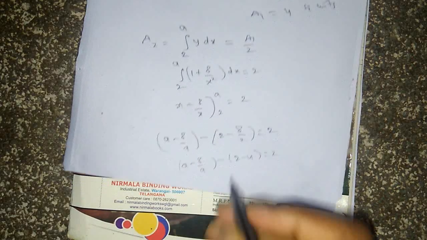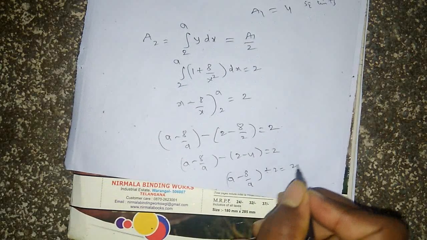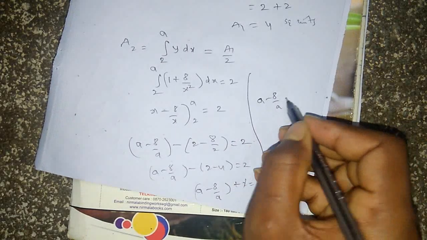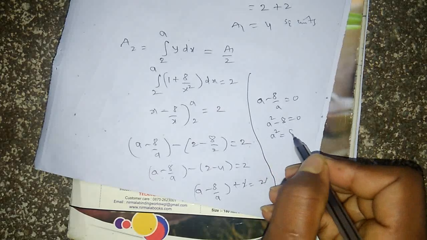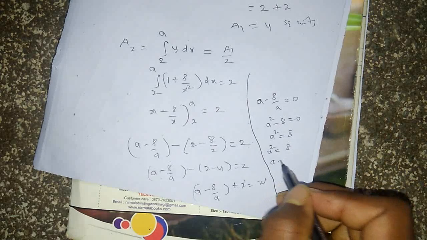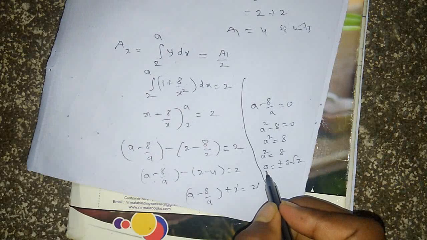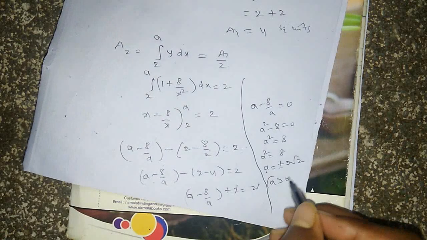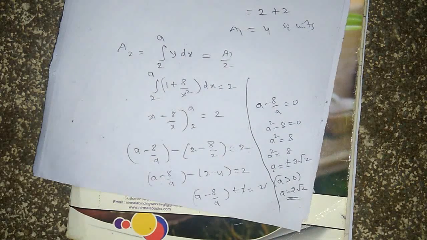This is a minus 8 by a plus 2 equal to 2. Here the 2 gets cancelled. a minus 8 by a is equal to 0, which implies a² minus 8 is equal to 0, so a² = 8, which implies a = plus or minus 2 root 2. But the ordinate x = a is after 2, so it must be positive. Since a is greater than 0, we only take a = 2 root 2 as the required value.